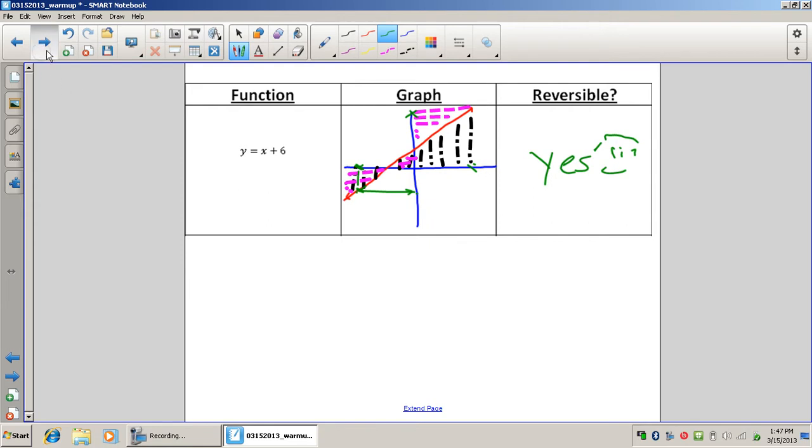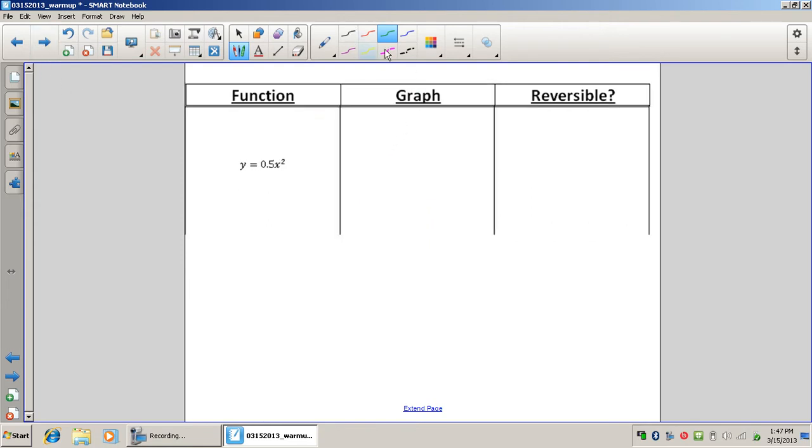All right, so that's an example of one that is reversible. Let's look at one that's not. So 0.5x squared, definitely going to be a parabola. It'll be a little bit different of a parabola than we're used to seeing, but let's take a look at that one.